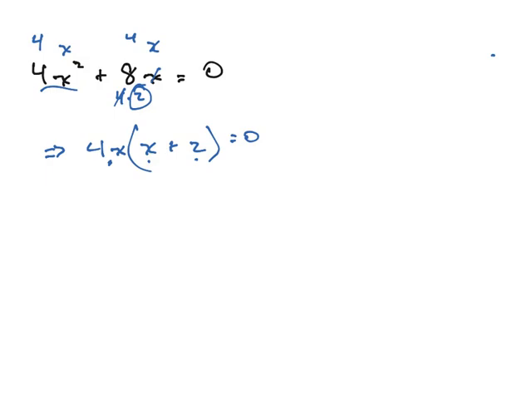Now notice, you didn't have to factor it that way. You could have just taken out an x. You could have just said x times 4x plus 8 is equal to 0. That's also true. And that's perfectly fine if you want to do it that way. But I try to take out everything in common if I can.